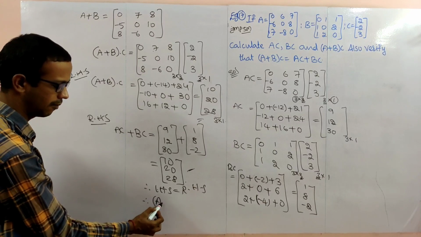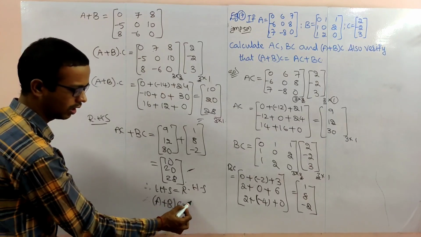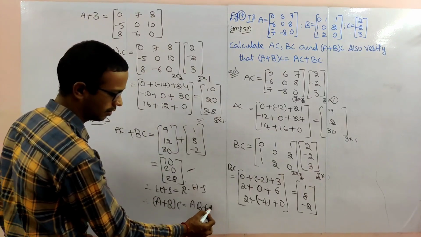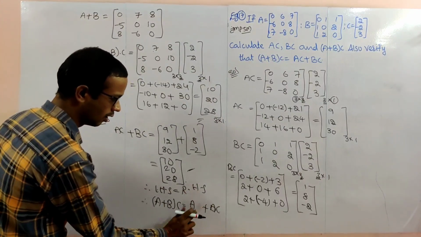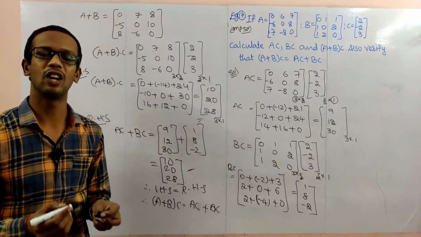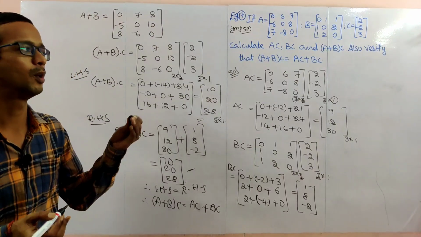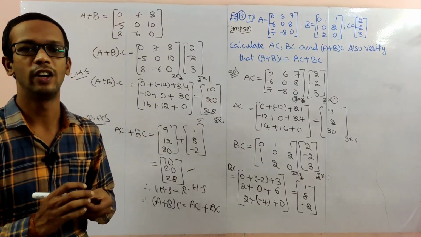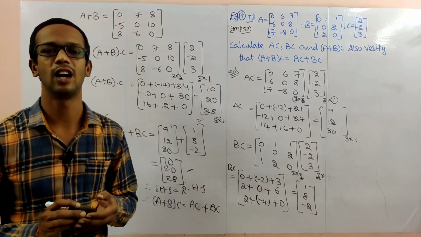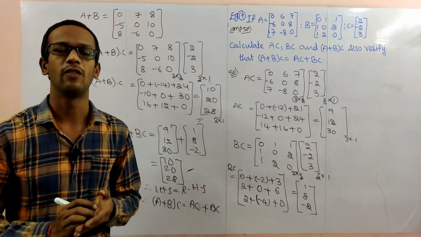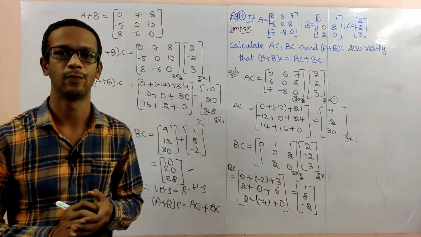Final answer: (A plus B) into C is equal to AC plus BC. This is only the distributive law. Distributive law verification also we did here. With this problem, today's class is completed. In the next class, we'll continue with some more important 5 marks questions. Thank you.